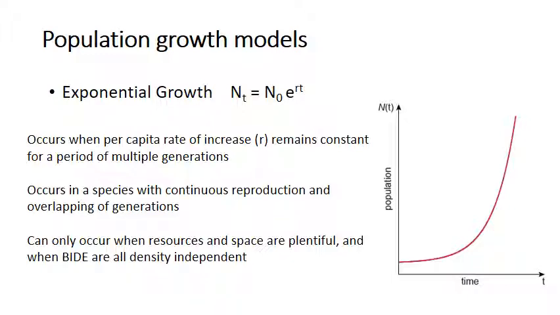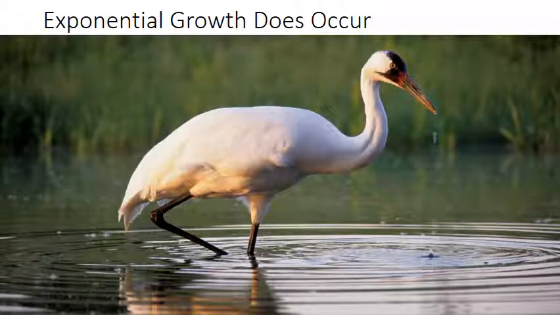Exponential growth occurs when per capita rate of increase, or R, remains constant for a period of multiple generations. So it occurs in species with continuous reproduction and overlapping generations. And again, it only occurs when space is plentiful and resources are limitless. So you get this ever-increasing rate of population growth, and again, a kind of J-shaped curve. You might think that geometric growth and exponential growth would not occur in nature, because of course in nature resources are limiting, but there are situations in which they do occur. It tends to be when species are recovering from a crash in population, or they're just colonizing a new area, and it occurs of course when resources for that population are not limiting.